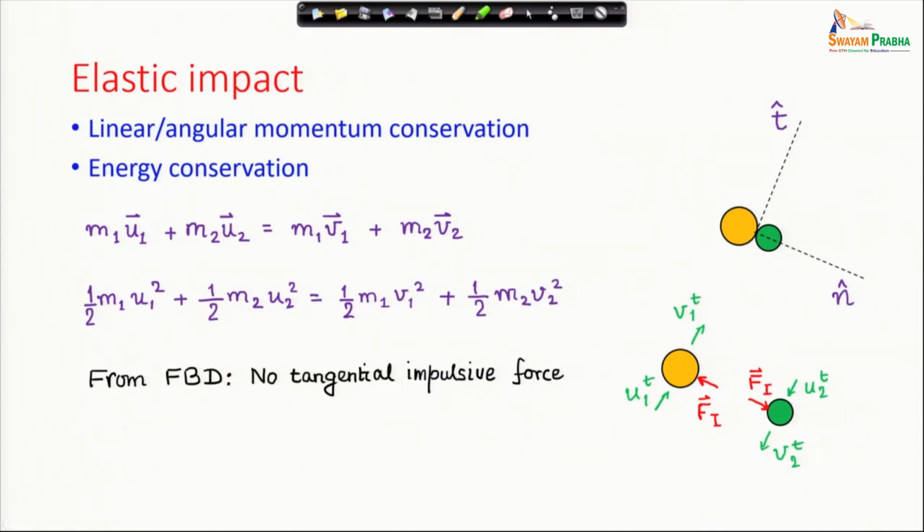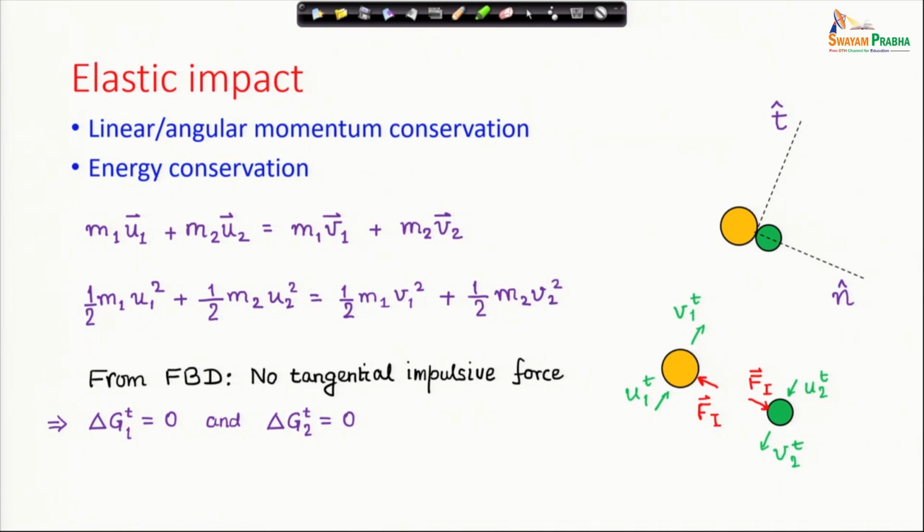Since we have considered frictionless contact, there is no tangential impact force. Therefore, the linear momentum in the tangential direction is conserved, which means that there is no change in linear momentum of the individual particles in the tangential direction. These particles are not subjected to any force in the tangential direction along the t cap direction. Therefore, for the individual particles, the tangential velocities are conserved.